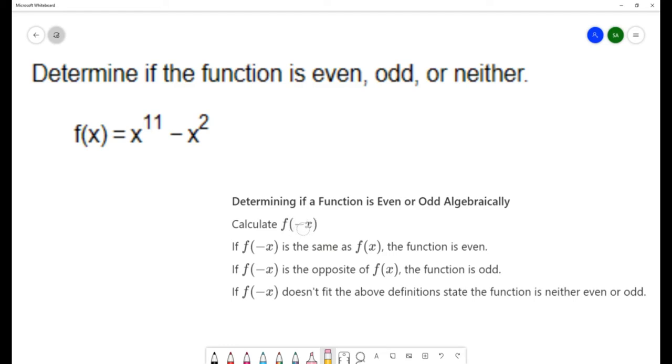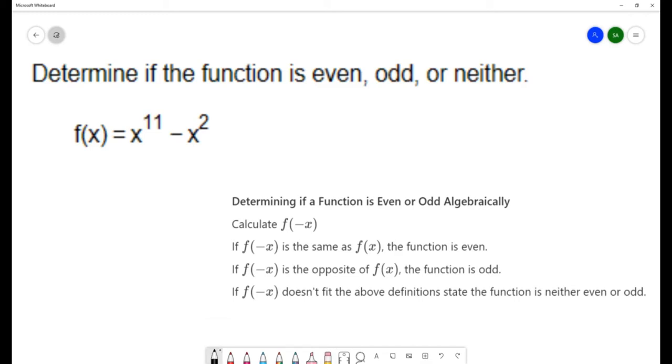And once we do that calculation, we're going to compare the calculation to the original function. If that calculation is the same as the original function, then we're going to say that the function is even. And if that calculation is the opposite of the original function, we're going to say that the function is odd.